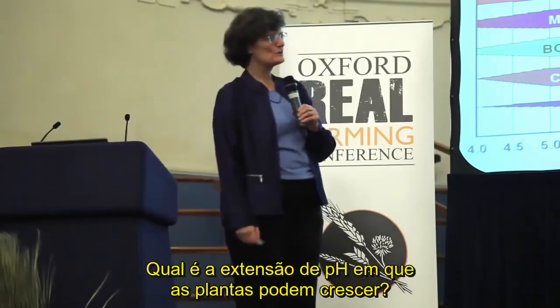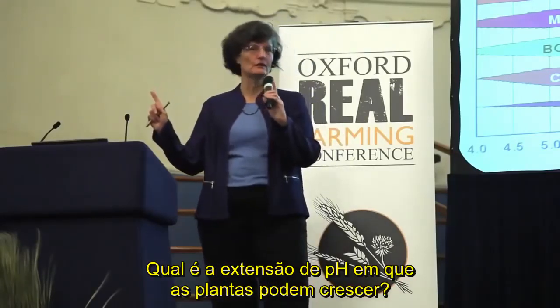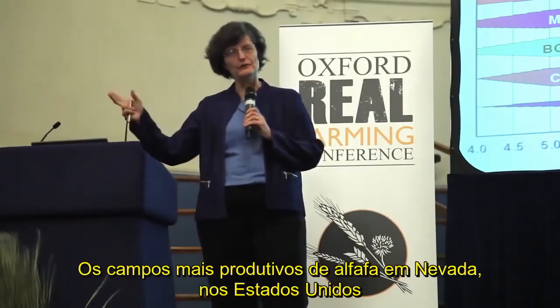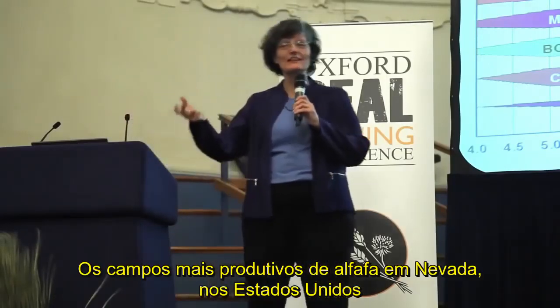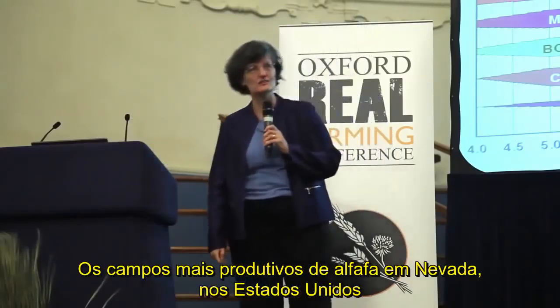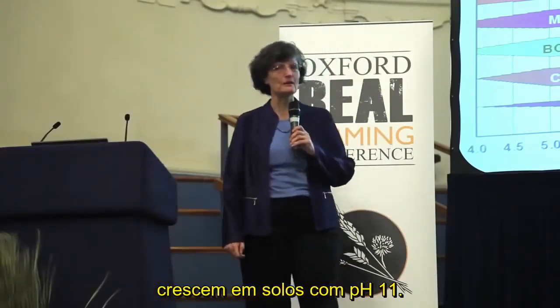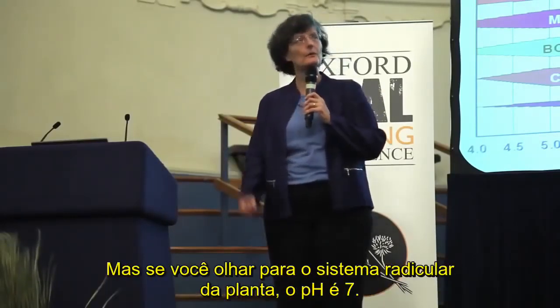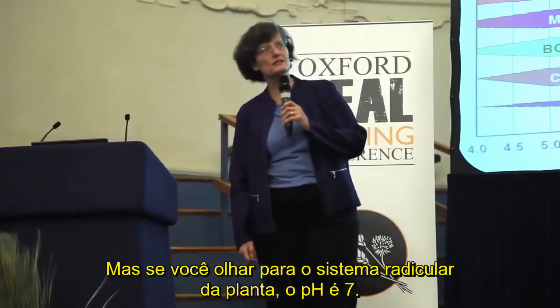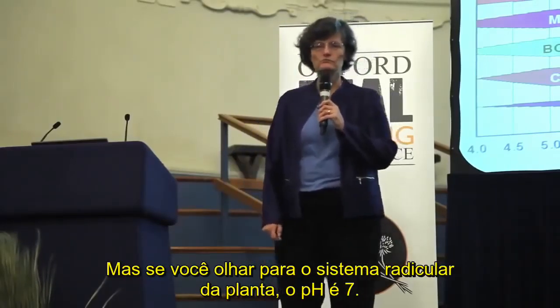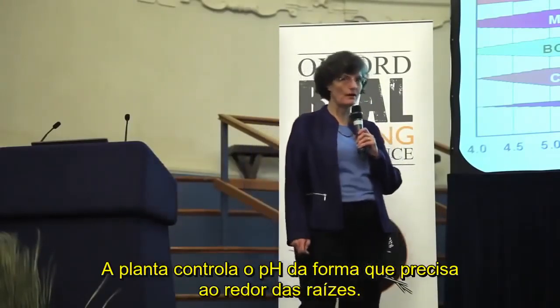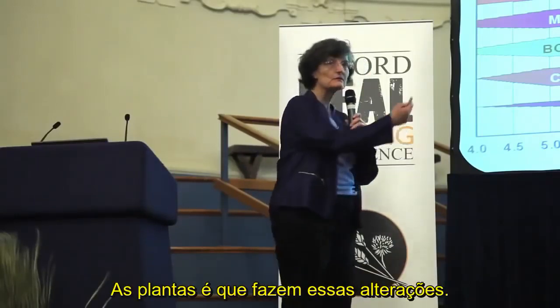What? What's the pH range that all plants can grow over? Between 5.5 and 11. The highest producing alfalfa fields, or what do you call it, lucerne fields, in the state of Nevada in the United States grow in soils that have a pH of 11. Beats everybody else in the state. But when you look at the root systems of the plants, the pH is 7.0. Because right around the root system, the plant is controlling the pH to what the plant requires. And so the plant's going to be doing these changes.